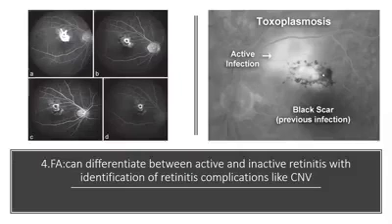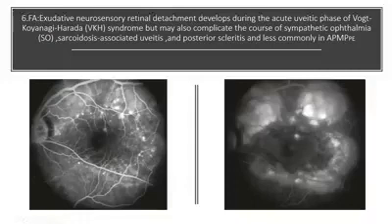As we can see here, this is an active focus of toxoplasmosis versus an inactive focus of toxoplasmosis. And it is also quite useful for the detection of complications of retinitis, like the development of CNV. And the final advantage is that fluorescein angiography, in some cases, is very helpful to see the exudative retinal detachment in many cases, like Vogt-Koyanagi-Harada or sympathetic ophthalmitis.